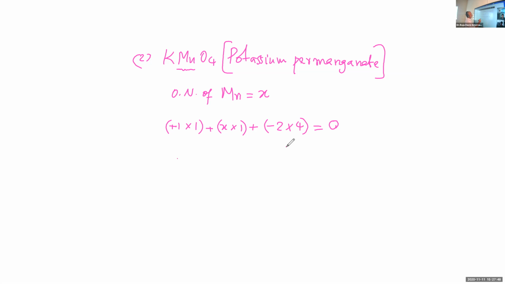Now you find out the value. +1 into 1, +1. Then plus X into 1, X. Then -2 into 4, -8 is equal to 0. Therefore, you take -8 to the right side, it is +8. +1 to the right side, -1. What is the value? X is equal to +7. It is +7. Please don't say 7. It is +7. Okay?